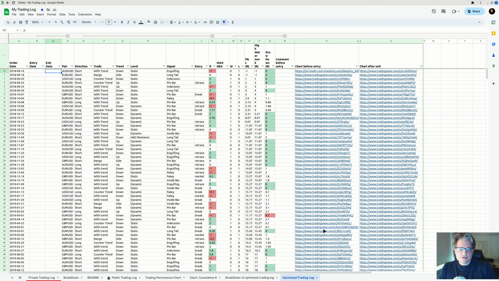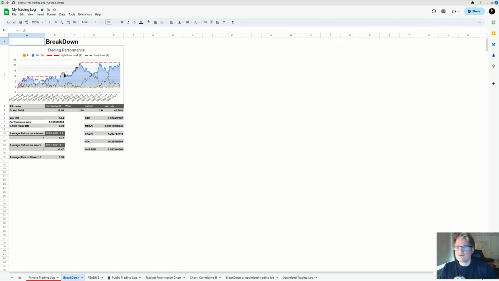So these are all the things I record, and then I have a little tab that shows me the graph of the performance, and also some information like the grand total, so how many R I have been making so far, the win rate, so how many trades am I winning compared to losing, and very important, the max drawdown. As you can see, I had a 14R max drawdown. That's this huge drop here in the curve, in the chart. And it's very important to keep this as low as possible.